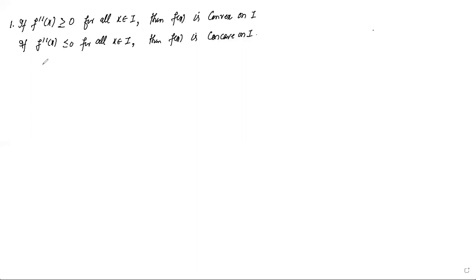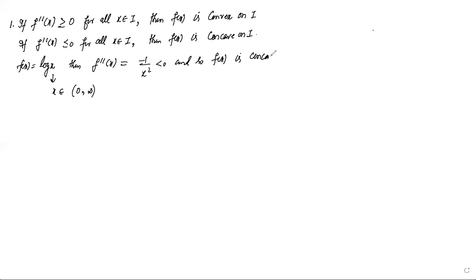For example, we had done it for the function log of x, which we had proved was a concave function. So f double dash of x is equal to -1 divided by x squared, and the domain of this function is x belonging to the interval 0 to infinity. This is always less than 0, and so f of x is concave. Okay, this was just a recapitulation of the previous test of concavity and convexity.